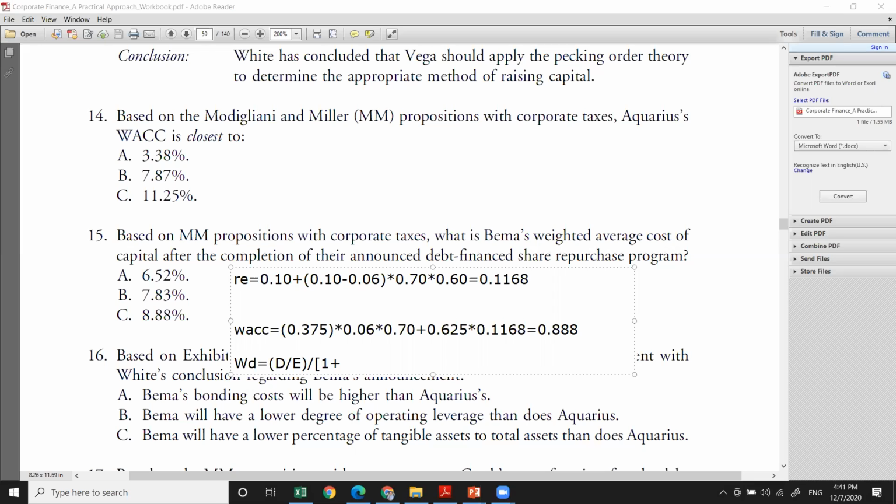Divided by 1 plus this debt equity ratio. That would give you the proportion of debt. And you can do the same thing with the proportion equity. In the same way, we can divide 1 by 1 plus the debt equity ratio. That would give you the proportion equity, or 1 minus the proportion of debt. The easiest and fastest way.